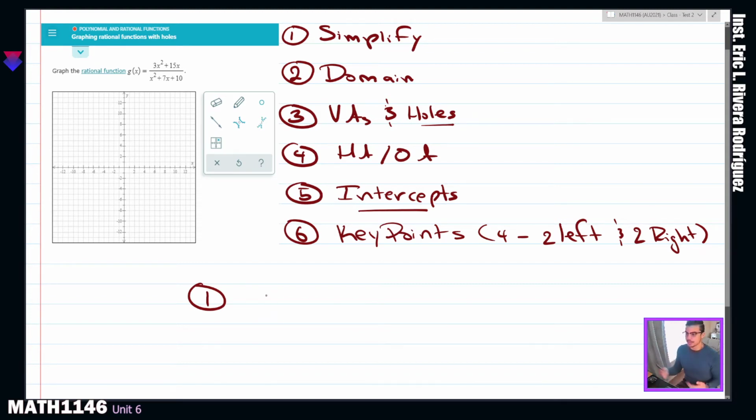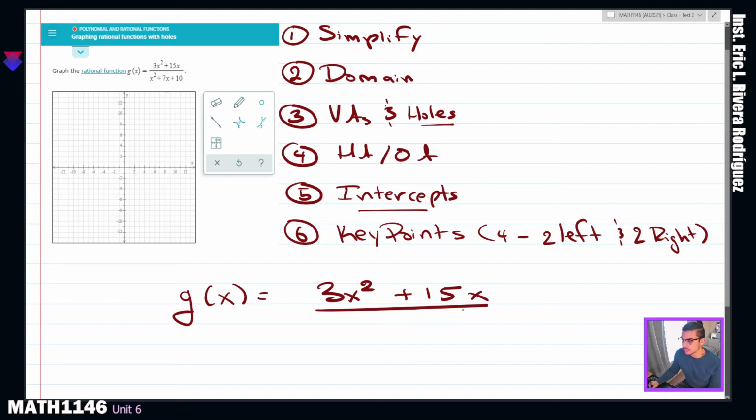Okay, going back to our exercise. Let me just copy the equation here, or the function here.